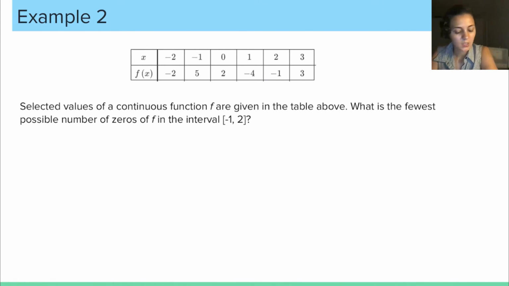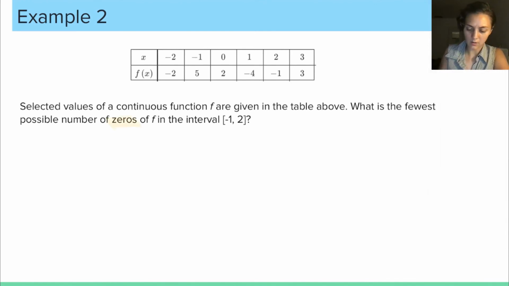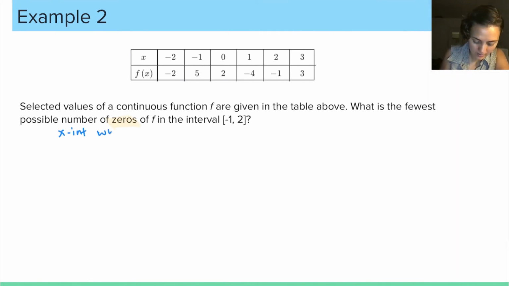Example 2. Selected values of a continuous function f are given in the table above. What is the fewest possible number of zeros of f in the interval between -1 and 2? So here's just a little vocabulary review. Zeros is a synonym for x-intercept, and that happens when f of x equals 0. So we're looking to see what is the fewest possible number of zeros, or times that f of x equals 0, specifically in this interval between -1 and 2.